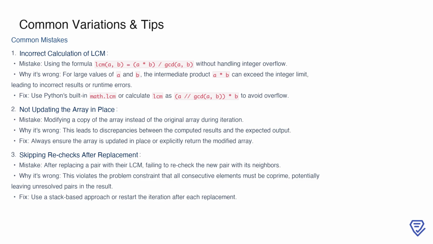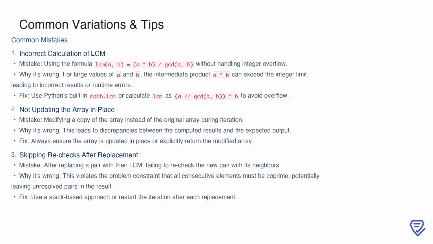First, an incorrect calculation of the least common multiple, or LCM, is a frequent issue. Many people use the formula LCM(A, B) = A * B / GCD(A, B) without considering the risk of integer overflow. This happens because the product of A and B can exceed the integer limit for large values, leading to incorrect results or runtime errors. To fix this, you can use Python's built-in math.lcm, which handles these cases automatically, or calculate the LCM as A // GCD(A, B) * B to avoid overflow entirely.